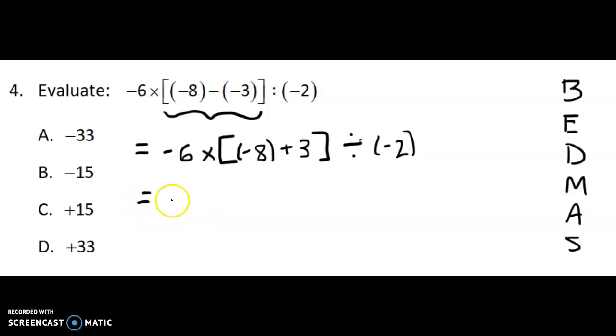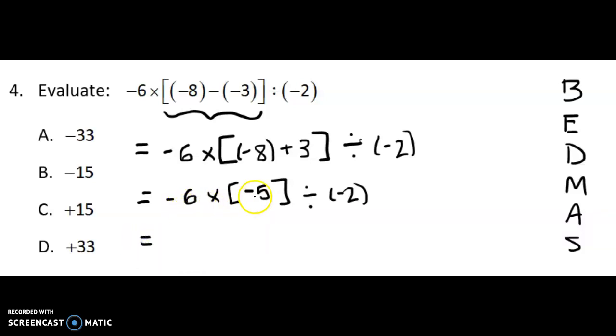So the next step here would be to finish simplifying my bracket here. So I've got a -8 plus 3. That's a -5 because I'm moving towards 0 by adding a positive number, divided by a -2. So now I've just got multiplication and division left here. So I'll do those left to right as I see them.